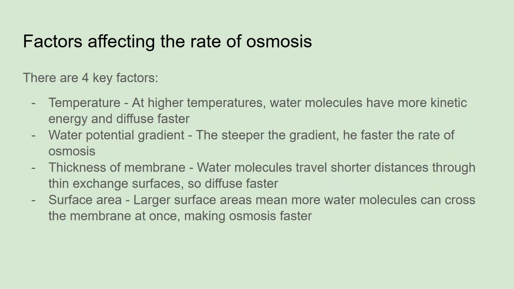There are 4 factors affecting the rate of osmosis. So there's temperature. At higher temperatures, water molecules have more kinetic energy and diffuse faster. Water potential gradient, which means the steeper the gradient, the faster the rate of osmosis. The thickness of the membrane, so water molecules travel shorter distances through thin exchange surfaces, therefore diffuse faster. And surface area, so larger surface areas mean more water molecules can cross the membrane at once, making osmosis faster.